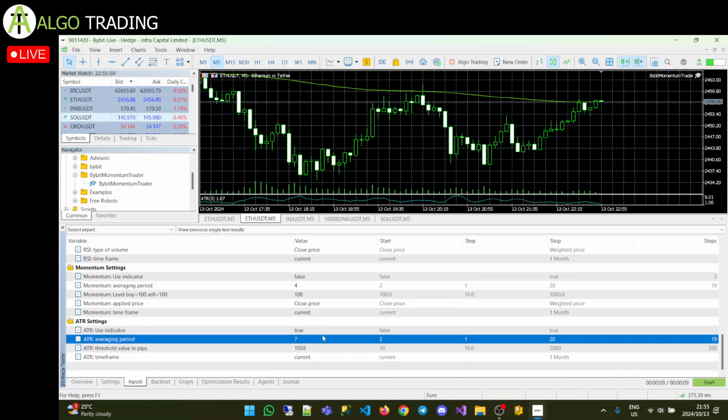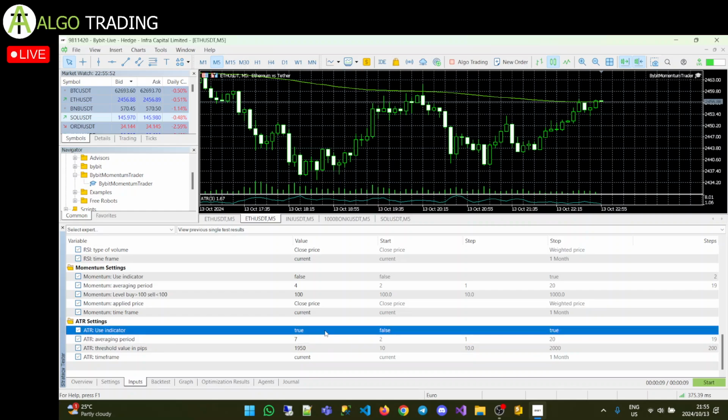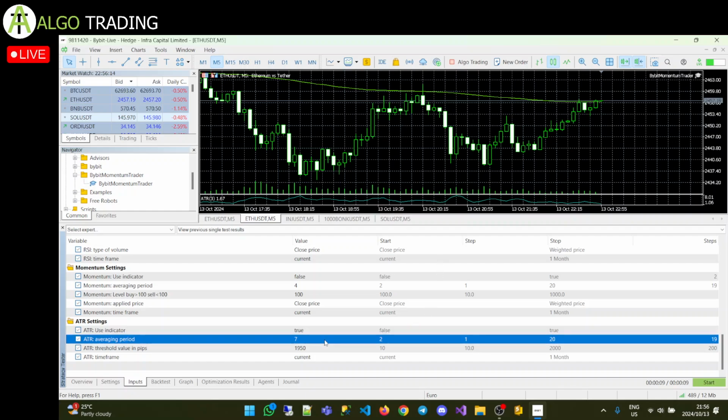Then we got the ATR, which is probably the most important part of this EA. So what we were finding in previous EAs is that during a ranging market, it was still buying in. So we were using an RSI strategy, and it was still buying in a ranging market. So what was happening? It was buy, and then it would come down, and then it would sell, and then it would go back up and go back down. So we find by using the ATR, it will only buy when there's a strong price movement.